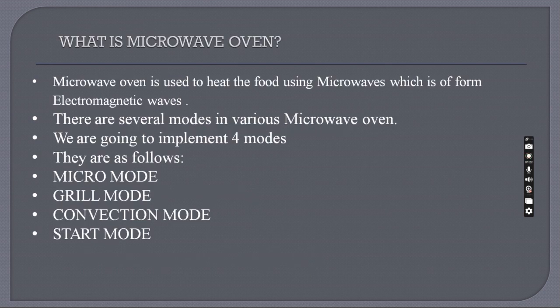So what is a microwave oven? A microwave oven is used to heat food using microwaves, which are a form of electromagnetic waves. It means we are using EM waves to heat the food, or heat the container on which the food is kept, using the radiation from the waves. There are several modes in a microwave oven, and in this project we are going to implement four of them: the micro mode, the grill mode, the convection mode and the start mode.